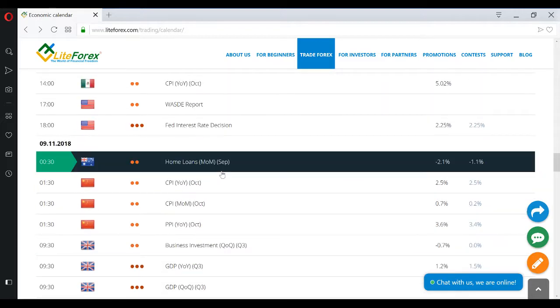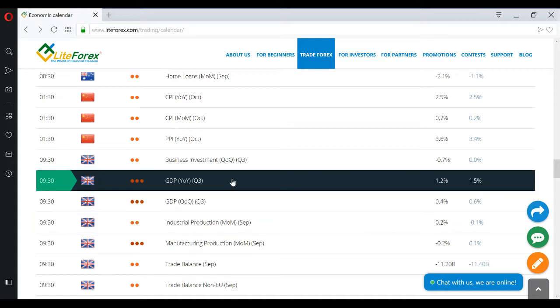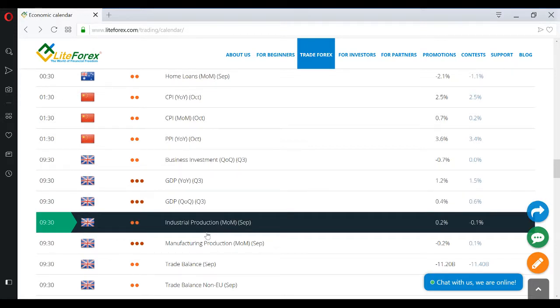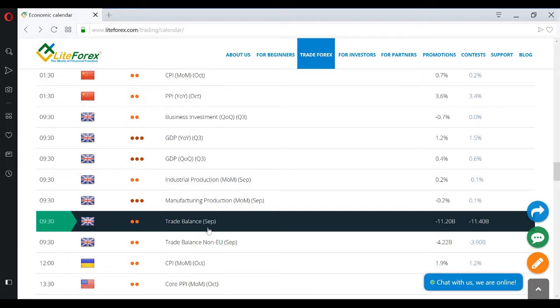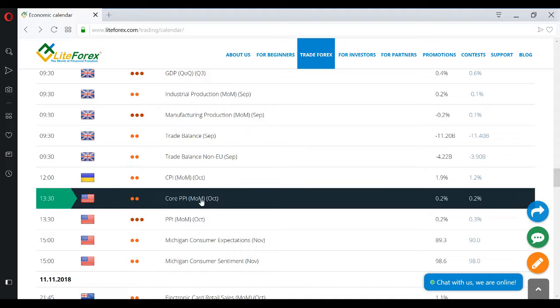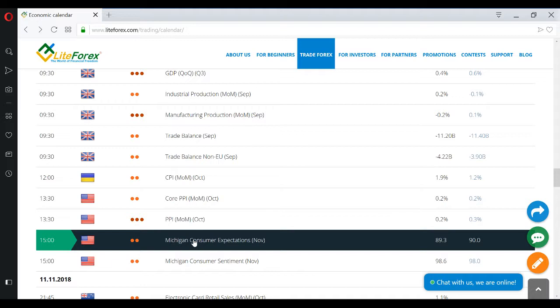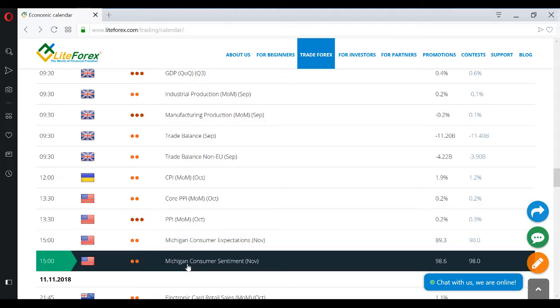And finally, we have Friday, November 9th. Here the focus will be on British GDP growth figures for the previous quarter, the nation's industrial production, manufacturing production, and trade balance. So Friday will be very active for trading the British pound. And during the US session on Friday, there will be a release of American Producer Price Index and the new data for consumer confidence and consumer expectations.